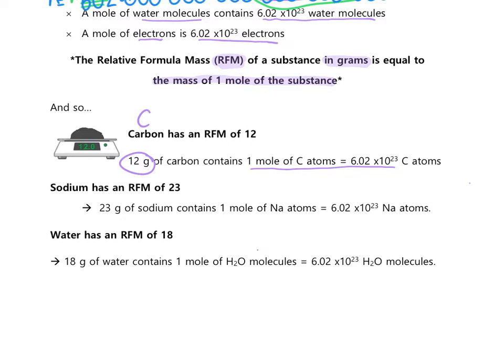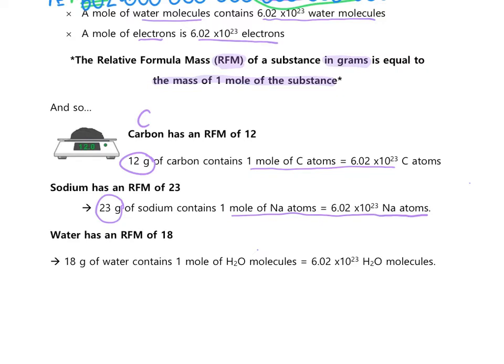If I was to take sodium, you saw me working with sodium in one of the previous videos on the periodic table, and measure out a mass of 23 grams of sodium, I would know that there's exactly a mole of sodium atoms there. I would know there's exactly 6.02 times 10 to the 23 sodium atoms there. And it's the same for compounds as well.